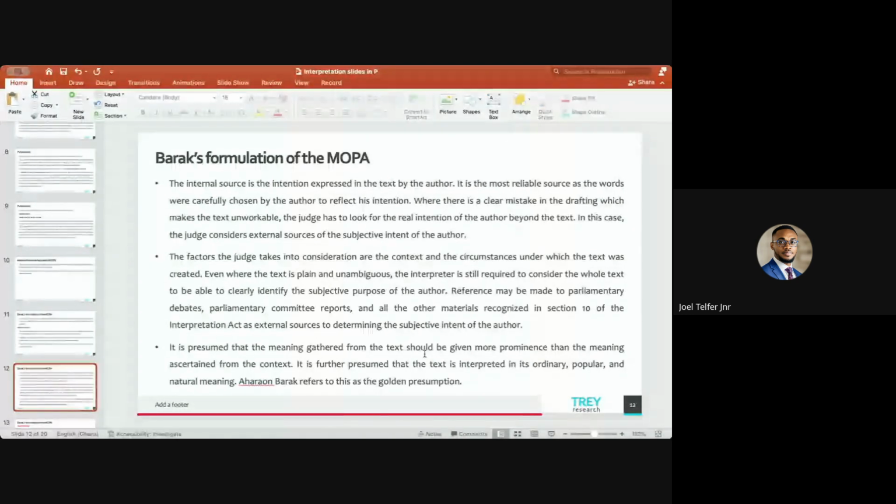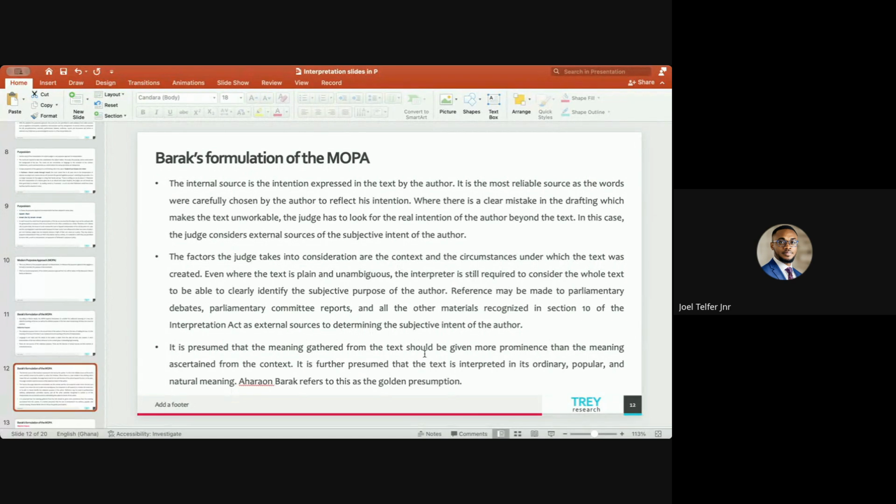for Barak, you first need to identify the subjective purpose of the text. This is important. And I said that the subjective purpose of the text is the meaning of the text at the time of the enactment and not at the time of your interpretation. And we said, how do we evince the subjective purpose? We look to internal sources and external sources. Internal sources are the words of the text itself. And we say, well, if the internal source provides you with a good understanding, then you may have gotten to a point where you have determined the subjective intent or the subjective purpose.